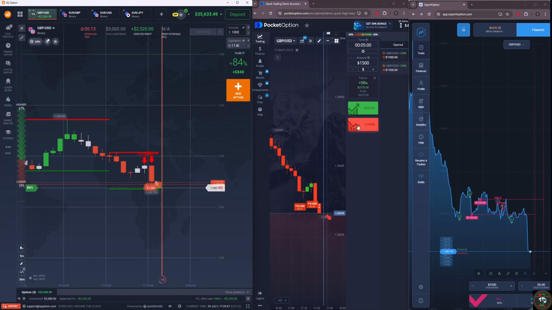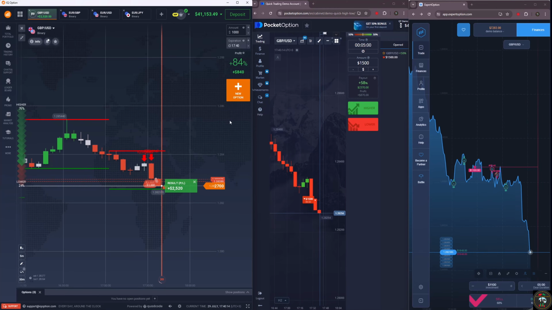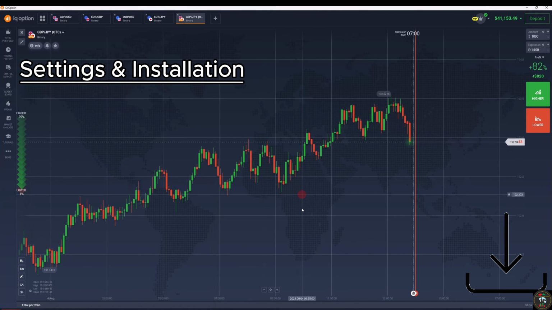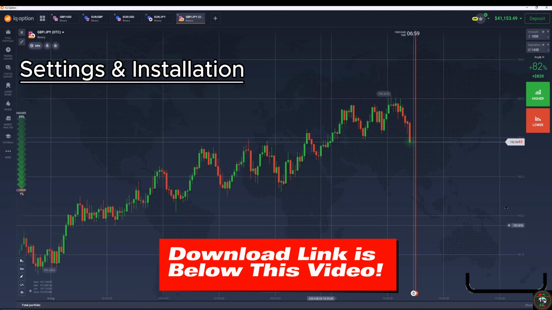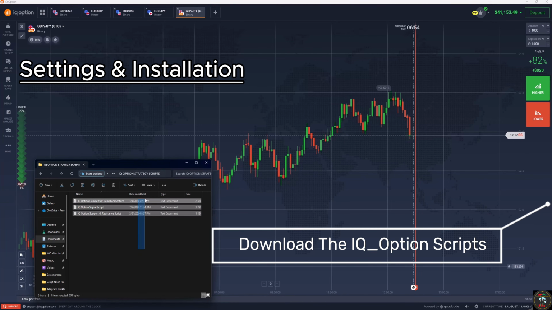If you are unfamiliar with how to install the scripts on the IQ Option platform, follow these steps. The first step is downloading the IQ Option platform. The download link has been pinned in the comments section below. The second step is downloading the IQ Option scripts and putting them in one folder.